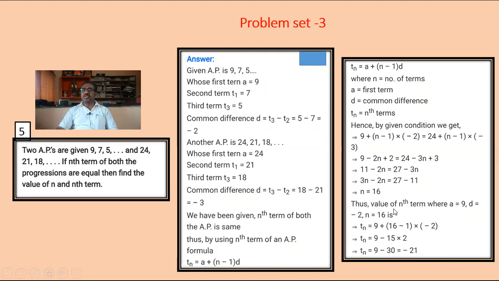Or also to find the nth term, take for the second arithmetic progression a is equal to 24, d is equal to minus 3, then we get n is equal to 16, then we get Tn is equal to minus 21, the same nth term. This is the answer. The nth term of both arithmetic progressions is minus 21.